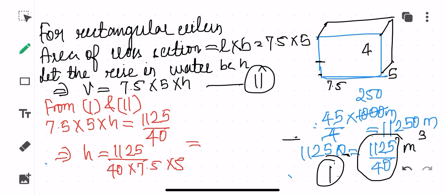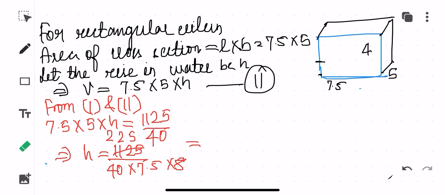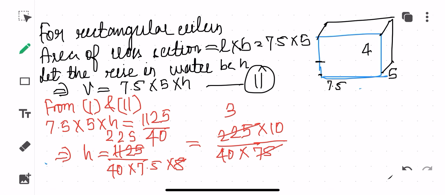So children, if you divide this by 5, you are going to get how much? This is going to be 225 divided by... I'll just erase the rest of the part so that we can quickly do the calculation. So we are getting 225 divided by 40 into 7.5. You can write it as what, children? 75 upon 10. So this 10 goes up. So 75 5s is how much, children? 75 into 3 is equal to 225. Yeah, this is 3. So you are getting here 3 upon 4 meters.